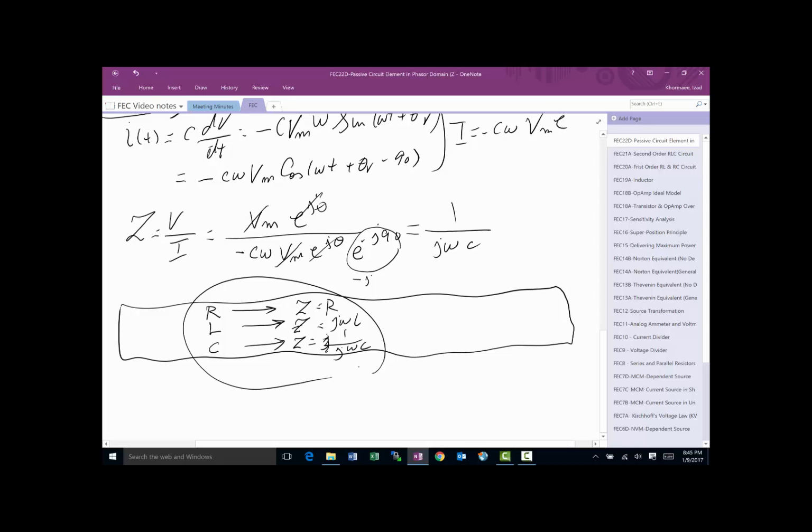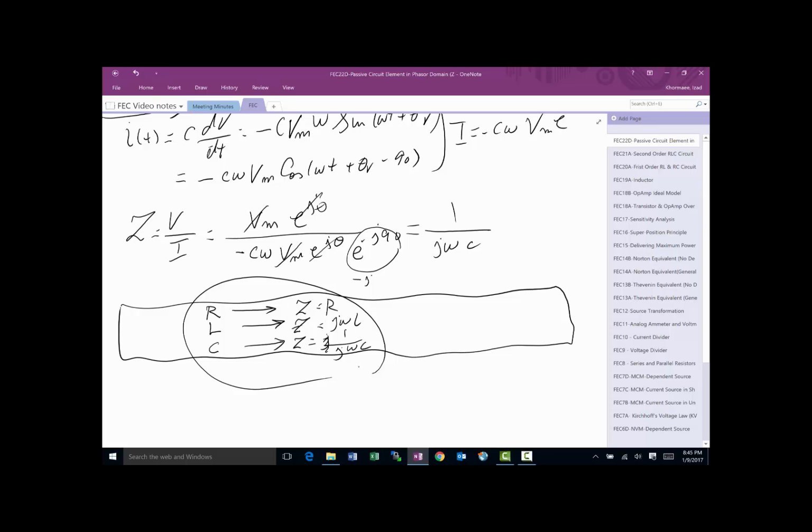In the earlier video, we talked about how to take sources from one domain to the other. Now we know how to take the passive elements, too. Now we can take any circuit we are given and transform it into the phasor domain.